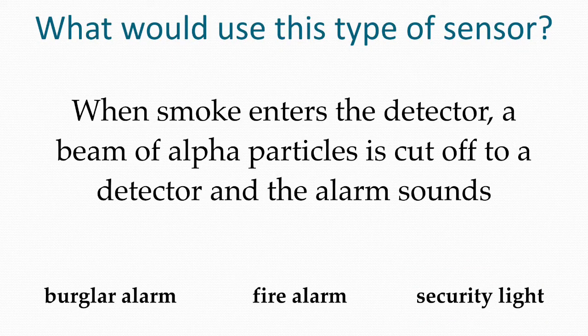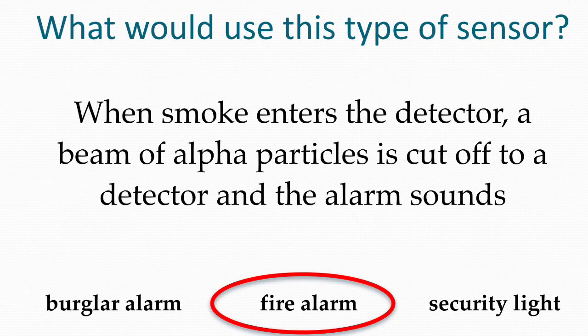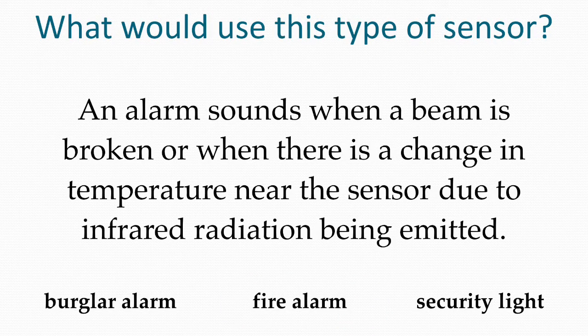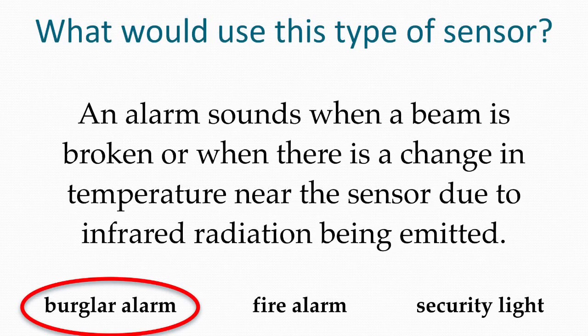When smoke enters a detector, a beam of alpha particles is cut to a detector and the alarm sounds. What type of system would use this? It would be used in a fire alarm or smoke detector. An alarm sounds when a beam is broken or when there is a change in temperature near the sensor due to infrared radiation being emitted. This system could be used in a burglar alarm.